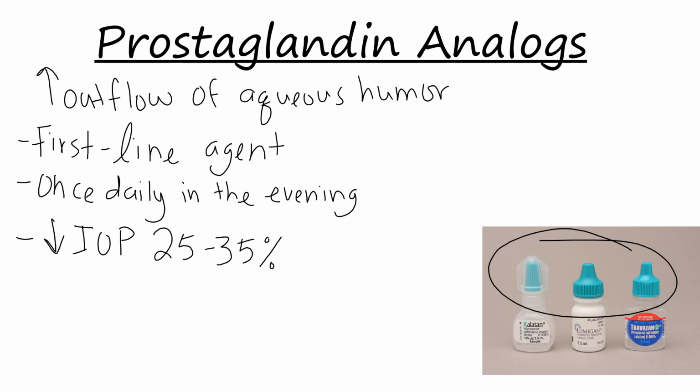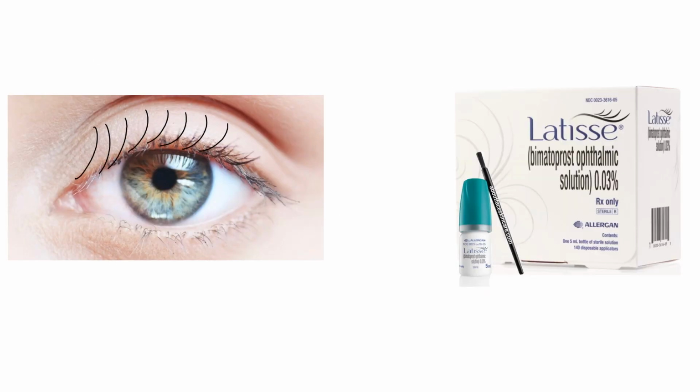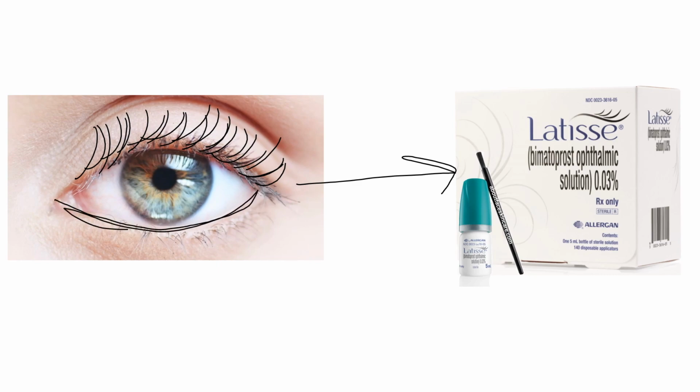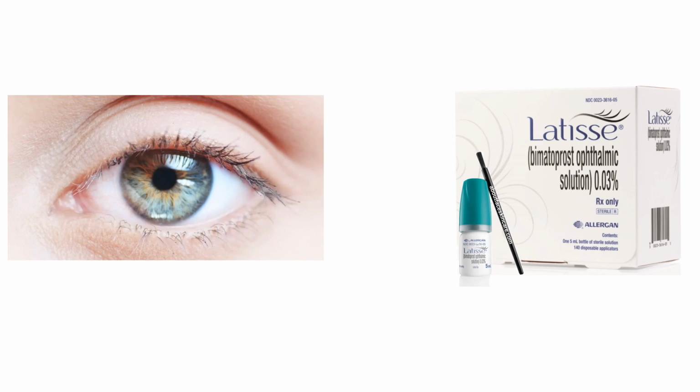This class of medications has unique side effects, such as hypertrichosis or elongation of eyelashes, which is what led to the creation of Latisse for eyelash extensions. It can also cause periocular hyperpigmentation, or the darkening of the skin around the eyes. Both of these are reversible once the medication is stopped.